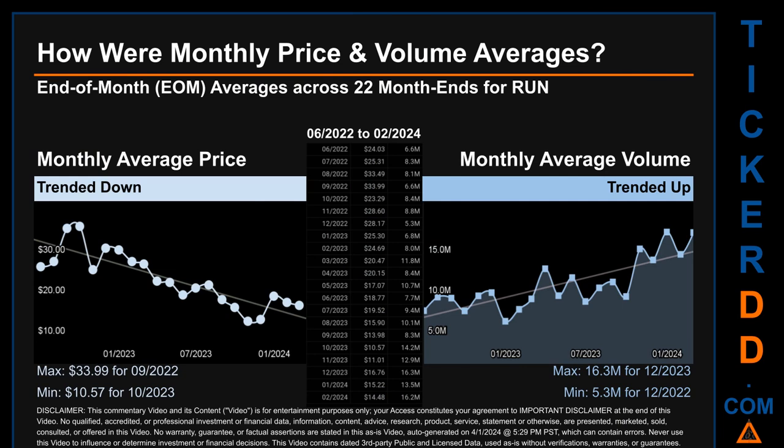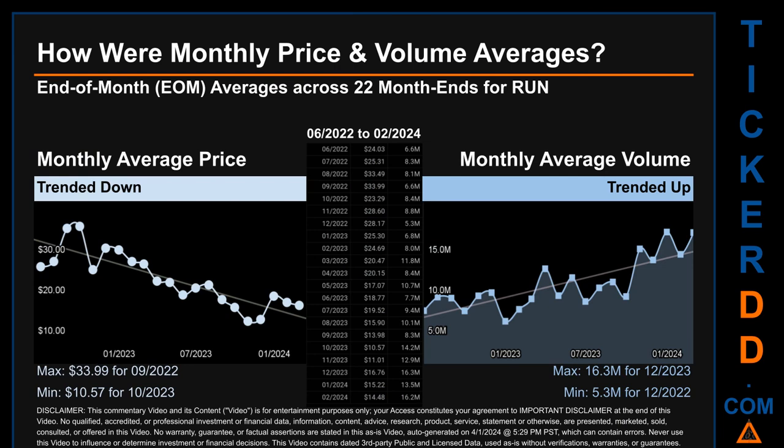How were price and volume averages for RUN? Across 446 trading days, there were a total of 22 month ends, of which monthly averages for daily price and volume were calculated. Overall, monthly price average trended down while monthly volume average trended up.